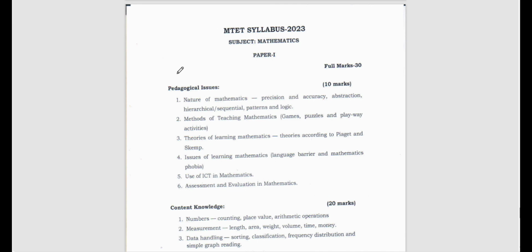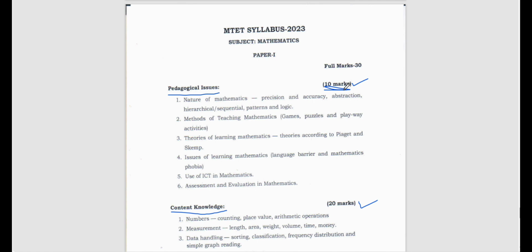The first part is pedagogical issues. The next one is content knowledge. This pedagogical issues part is for 10 marks, and content knowledge is for 20 marks. In mathematics, if you can score 10 out of 10, definitely you will pass your exam.